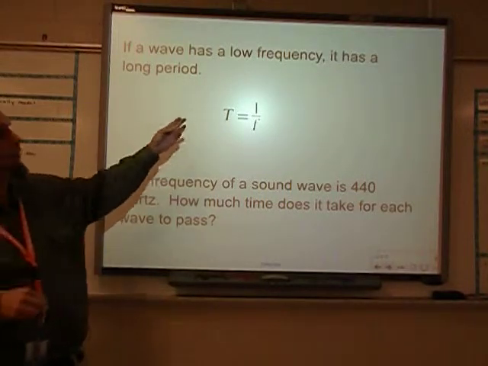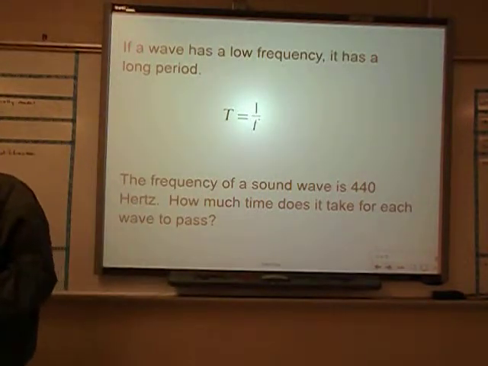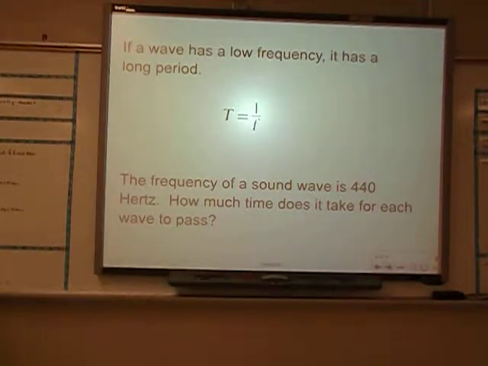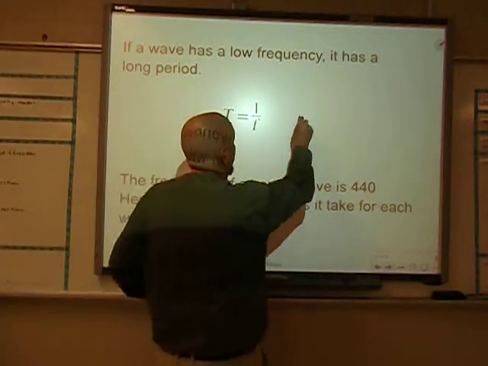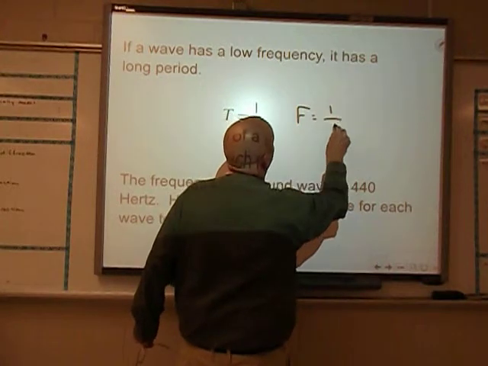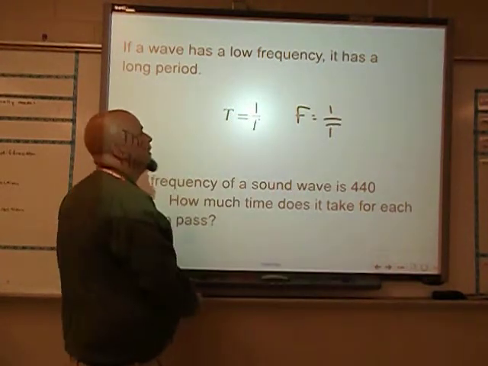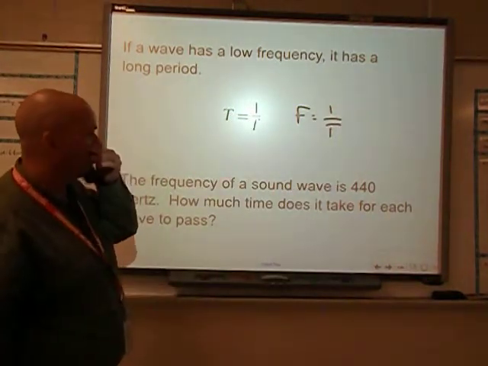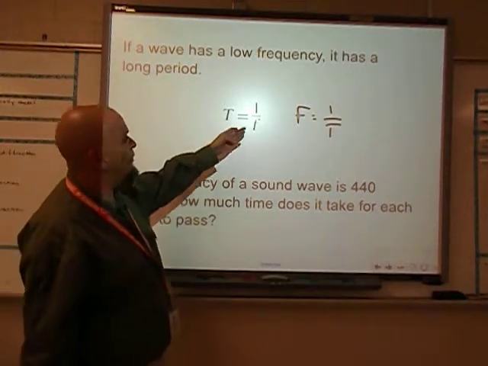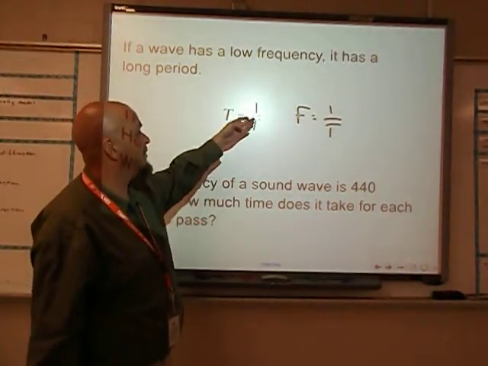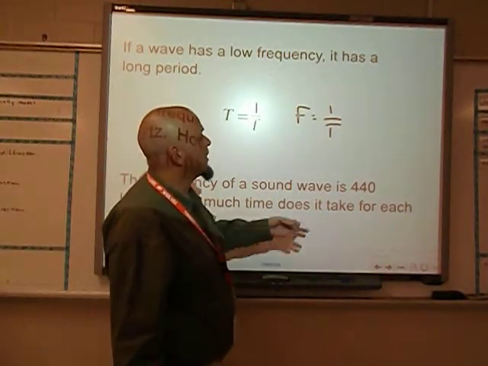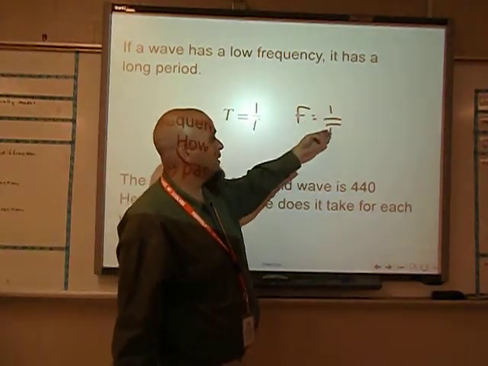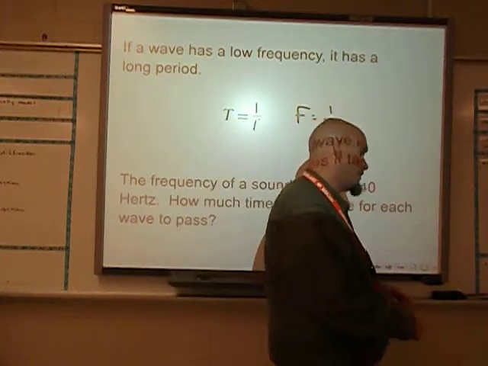To calculate period, we will use this equation. Period equals 1 divided by the frequency. It is the inverse of frequency. We could say frequency is 1 over the period, just the same. They are the inverse of one another. So if I know the frequency of my wave, I take 1 divided by that frequency. That will tell me the period. If I know the period of my wave, I can do 1 divided by the period, and that would tell me the frequency of it.